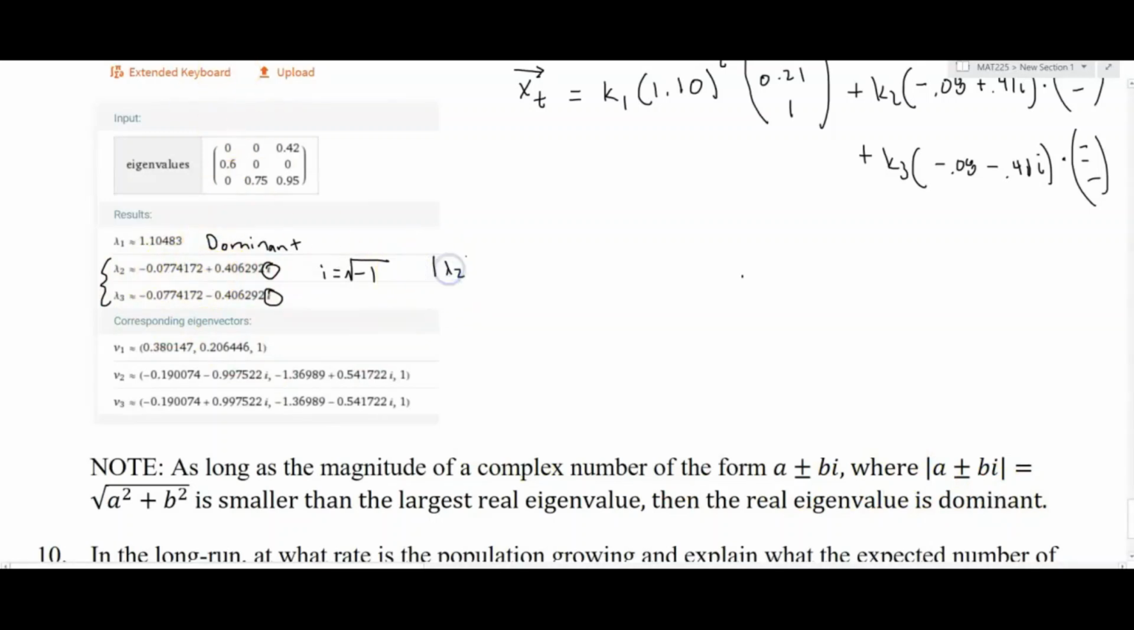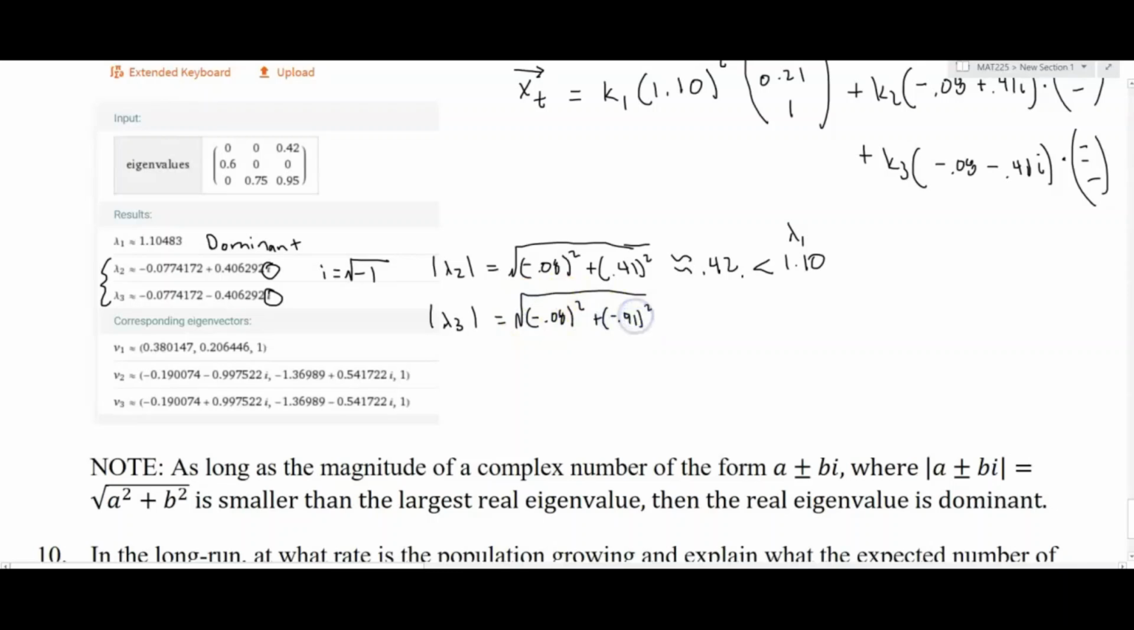So the magnitude of lambda 2 is going to be the square root of -0.08 quantity squared plus 0.41 squared. And if we do that in our calculator real quick, I didn't have this computed, let me compute it real quick here. But you can tell that that number is going to be much smaller than 1 because we're taking the square root of decimals squared. And that comes out to about 0.42. And you can see that that is less than 1.10, which is what lambda 1 is. Lambda 3, its size, is going to be basically the same thing, negative 0.08 squared, plus negative 0.41 squared, which comes out to the same thing, which is still about 0.42, and that's also less than our dominant eigenvalue.